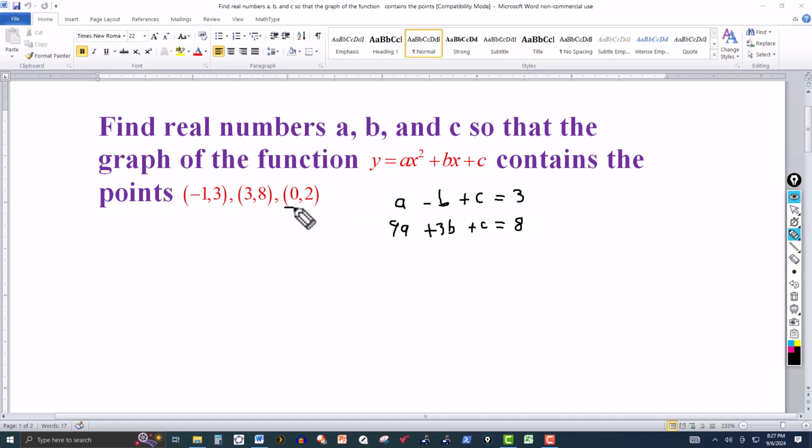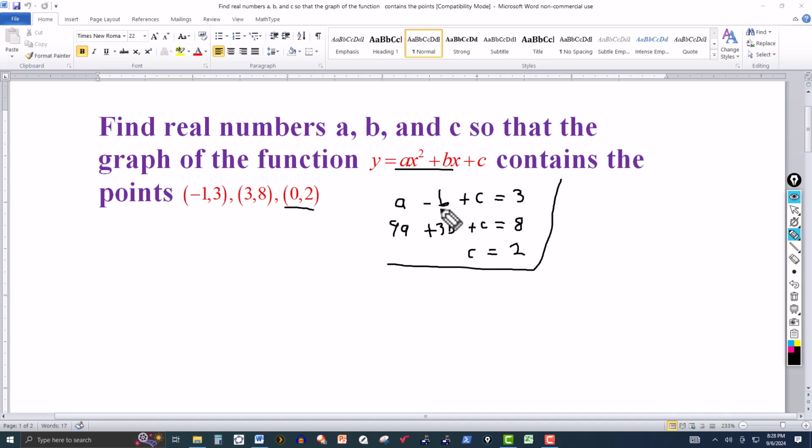And the third one is pretty straightforward. We know that when x is equal to 0, plug in 0 where the x is. Everything gets wiped out except the c. So we get c equals, put in 2 for the y, it's going to be 2. And this is the system that we get.